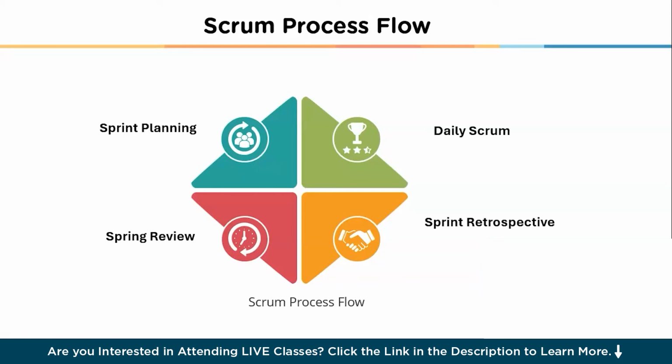And the fourth one we have all over here is sprint retrospective. Here the team reflects on their processes and practices, identifying areas for improvement. They create action items to enhance their performance in future sprints. I hope you have got a brief idea regarding the Scrum process flow.